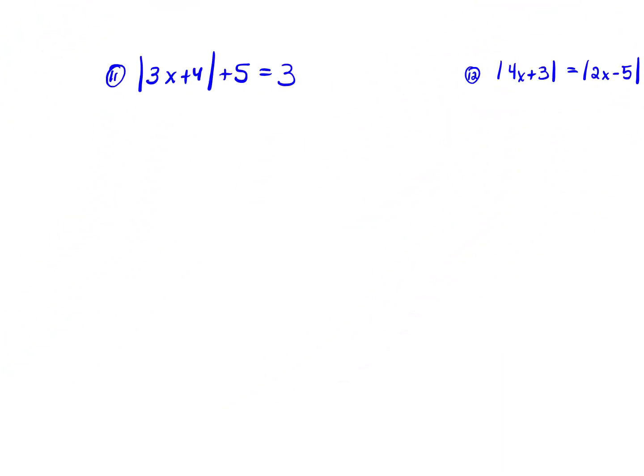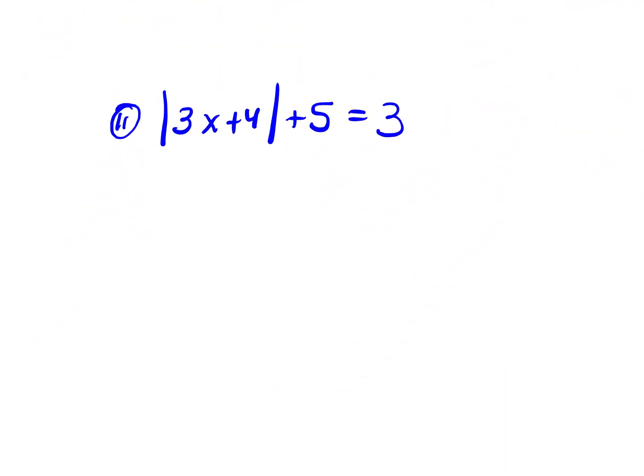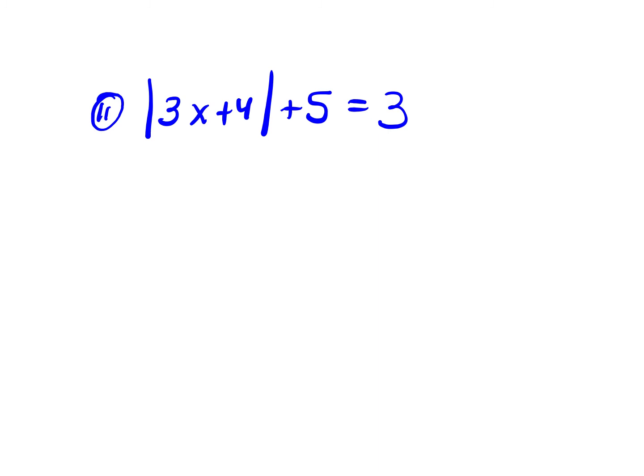For number 11, you have the absolute value of 3x plus 4, plus 5 is equal to 3. In order to get our absolute value by itself, what are we moving over and how are we moving it over? You're going to subtract the 5 from each side. So this leaves us with the absolute value of 3x plus 4 is equal to -2. Is this possible? No. So because this is not possible, what is our answer? No solution.